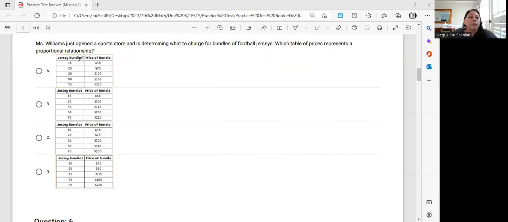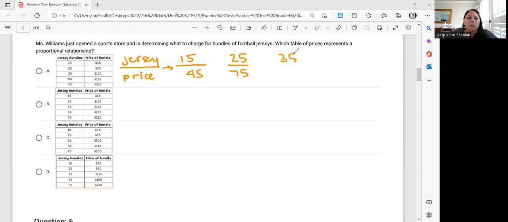Okay, so I'm going to take these ordered pairs and write them as fractions. I'm going to put the jersey bundles on the top and the price on the bottom. It's probably better to start with that setup so you know what you're doing. So 15 jerseys cost $45, and I'm going to list all of these fractions, and then we'll see if they're equivalent. 25 jerseys cost $75.